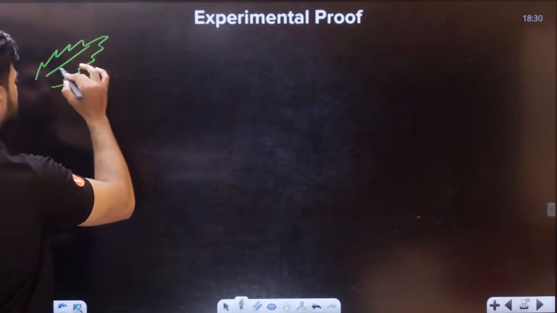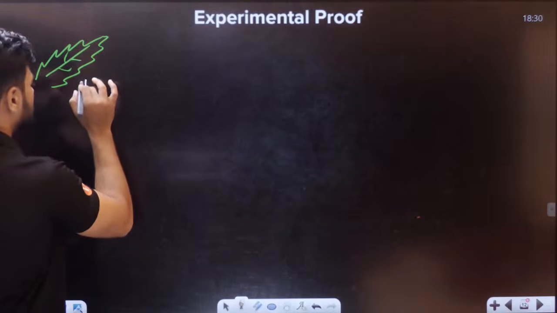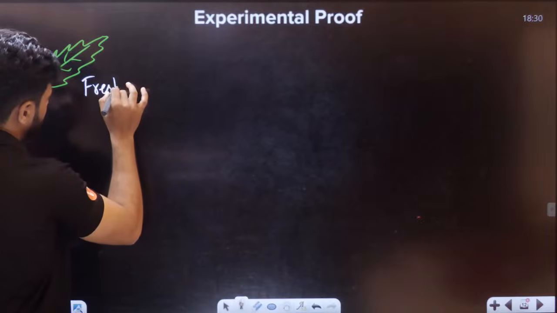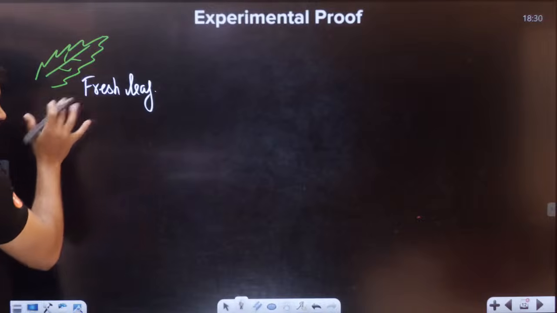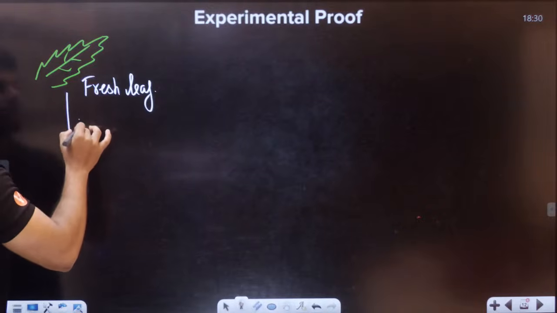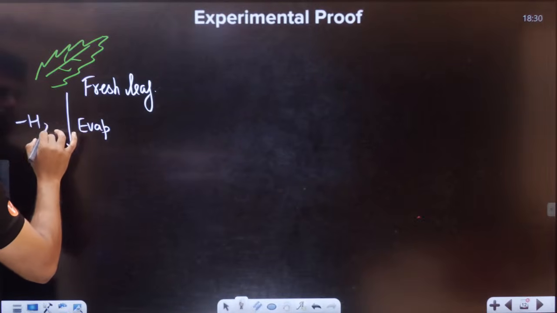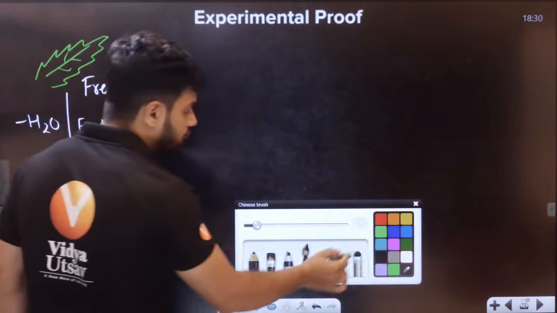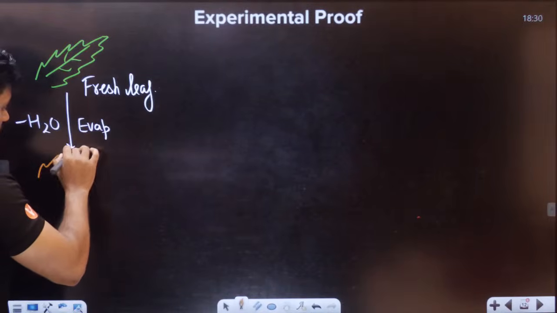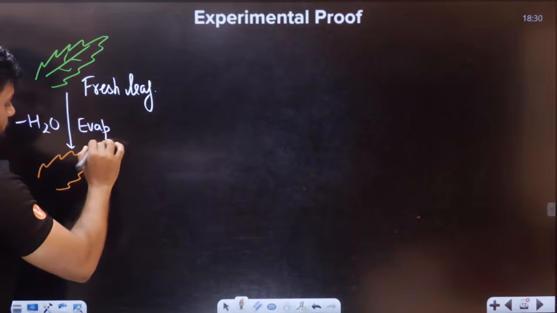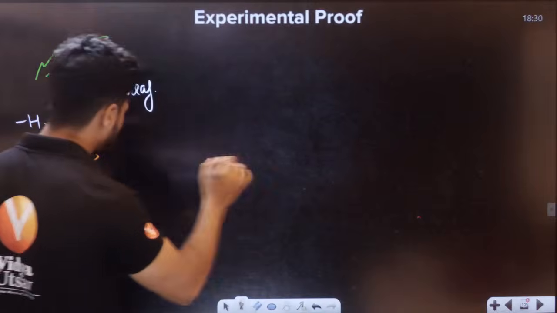We need a fresh leaf right now. Okay, fresh leaf is here. Now you're supposed to take this fresh leaf and completely evaporate it. That is minus H2O. Students, tell me, will the fresh leaf become dry leaf now? Yes or no? It will become dry leaf. Fresh leaf became dry leaf right now. Very simple logic.